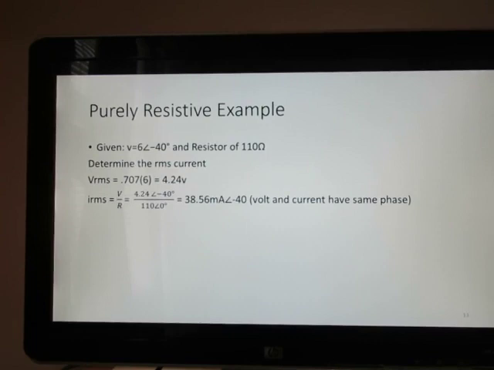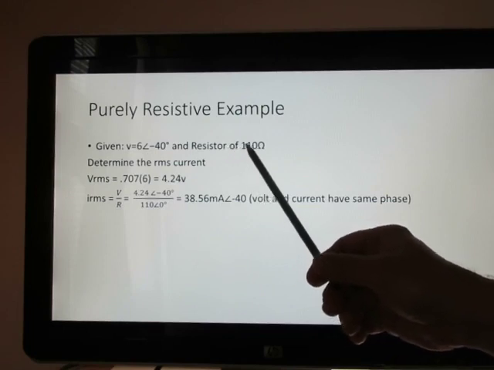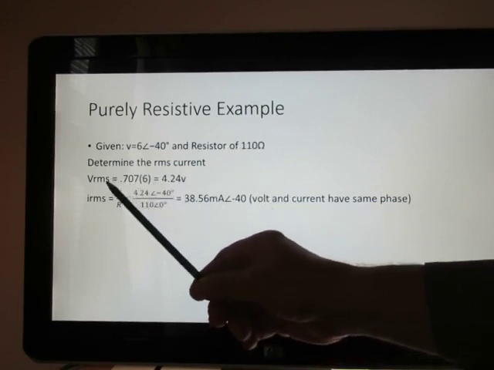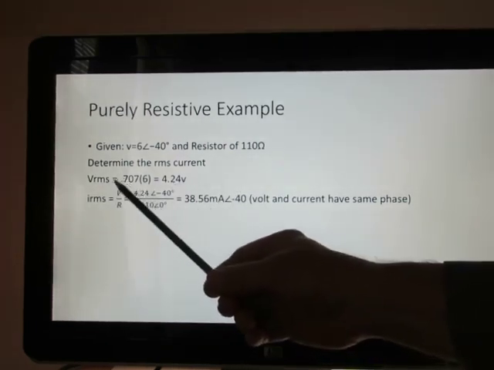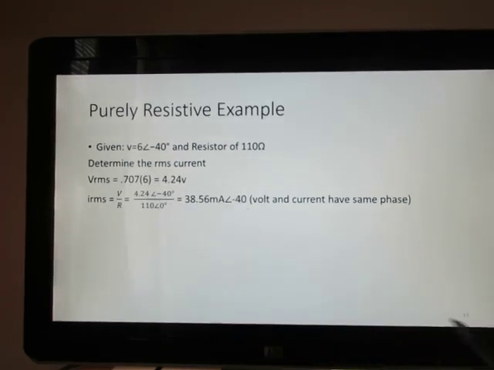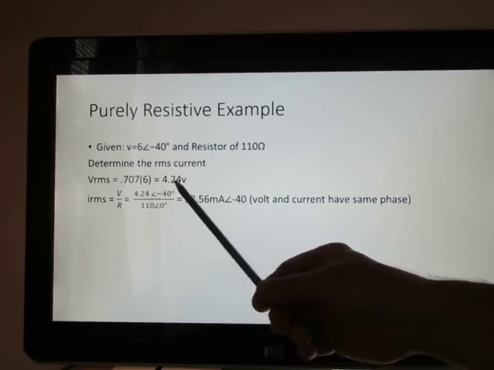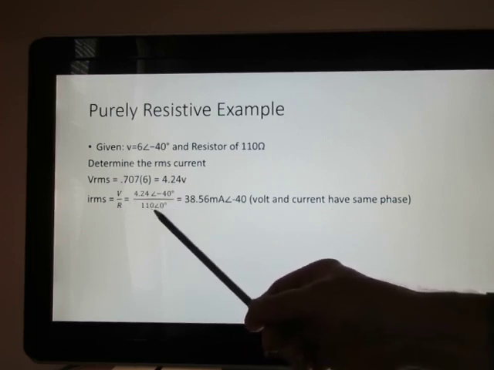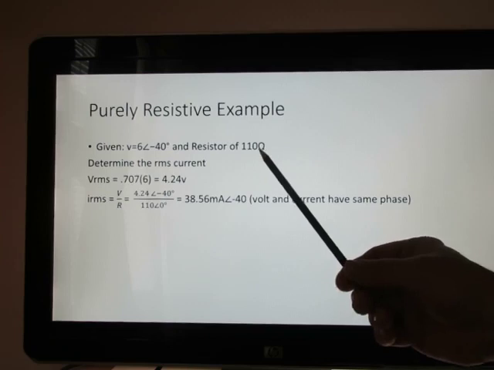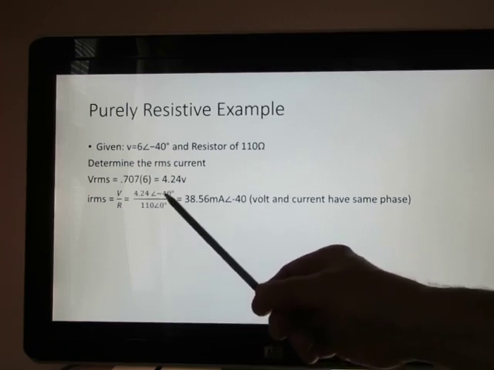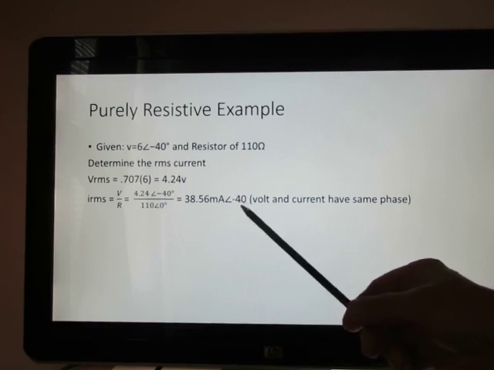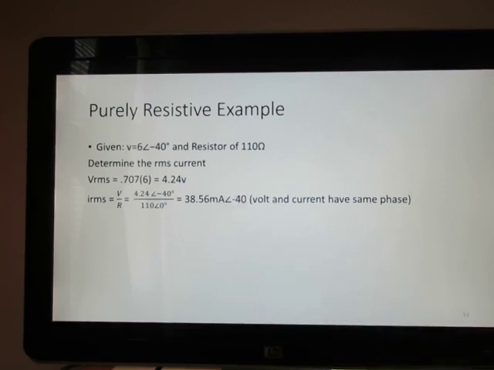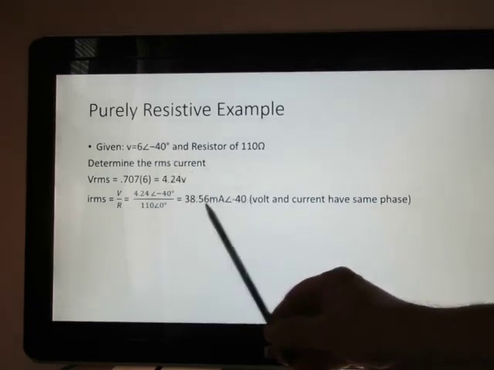All right, so I'm given a purely resistive circuit. I shouldn't see any phase shift here. Here's my value, and here's my value of my resistor in the circuit. So if I want the current RMS, I'll use the voltage RMS, use apples with apples and oranges with oranges. So I convert that to 4.26 at minus 40 degrees, divided by the resistance, 110 at 0, because there's no phase shift with this resistor. So minus 40 minus 0 gives me minus 40 degrees. 4 divided by 110 gives me 38.56 milliamps at minus 40 degrees. So voltage and current have the same phase.